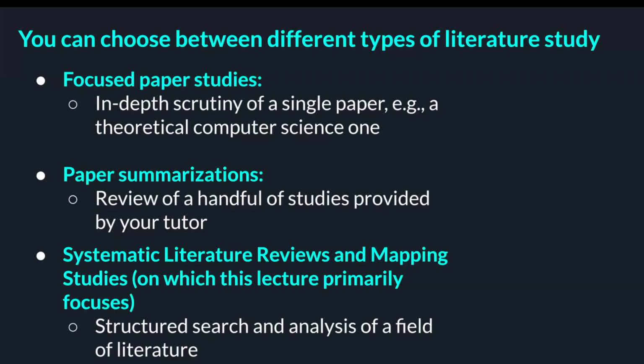For example, you could just study some papers in depth. So maybe if you are more into theoretical computer science, concurrency, algorithms, I don't know, then you could have just a few papers that you have to study really in depth, theorem after theorem. And this is one way of studying the literature as well. Then you can have a paper summarization. So maybe you're not searching for papers independently, but rather your tutor says, these are the 10 papers you need to know, and you will just summarize them.